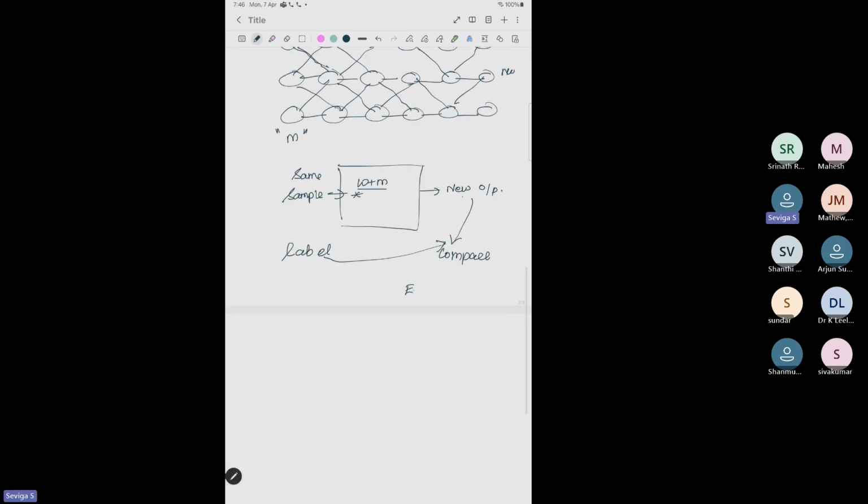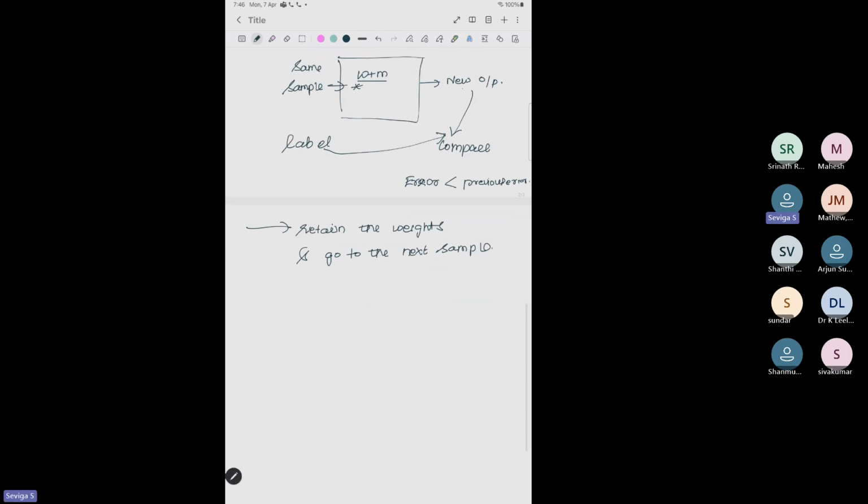If the error is less than the previous error, what we will do is retain the weights, go back to the next sample, and then compute the next output.